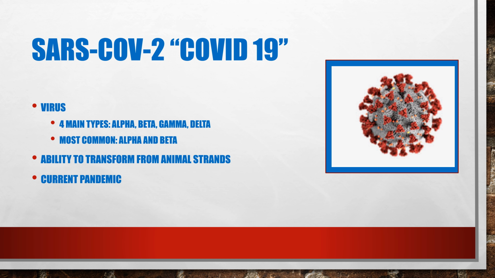There are four main types of coronaviruses: alpha, beta, gamma, and delta. The most common ones we see that infect humans are alpha as well as beta. Similar to influenza, COVID has the ability to transform from animal strains to affecting humans, with a genetic alteration. And we are currently experiencing a pandemic with COVID-19.